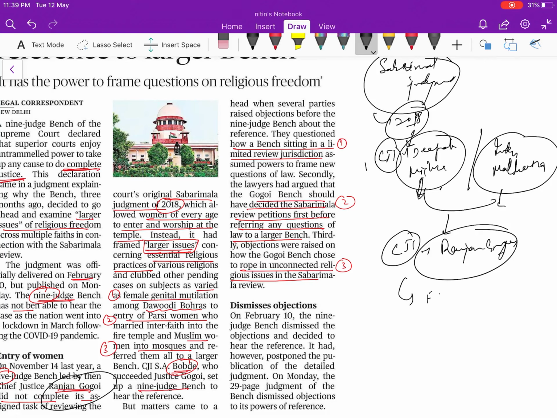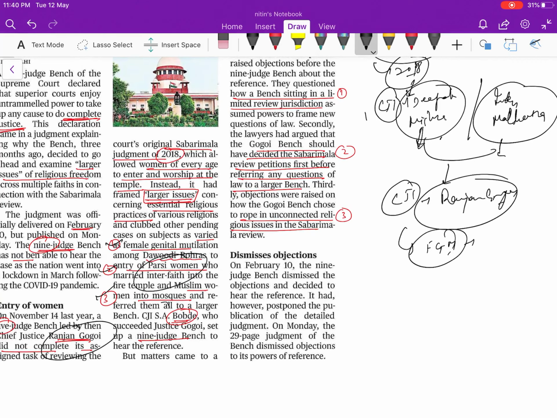One is female genital mutilation by the Dawoodi Bohra community of Shia Muslims. Second, entry of Muslim women into the mosque. Thirdly, entry of Parsi women who have married interfaith, like a Parsi woman who has married a non-Parsi man. She is prohibited from entering the fire temple. So these are certain other issues concerning other communities, and these are larger issues which the court should look into, as given by former CJI Ranjan Gogoi. But he did not constitute a bench. He just kept holding the issue. Then CJI S.A. Bobde constituted a 9-judge bench to hear the reference.